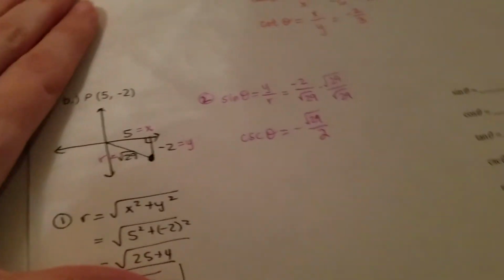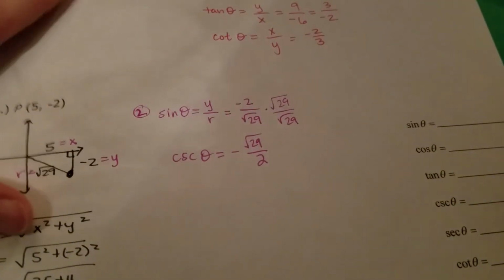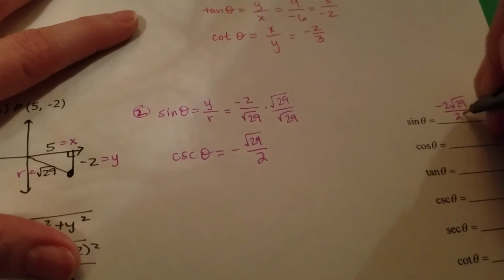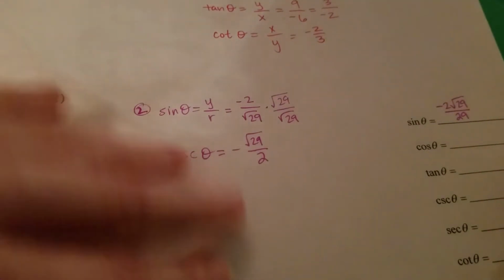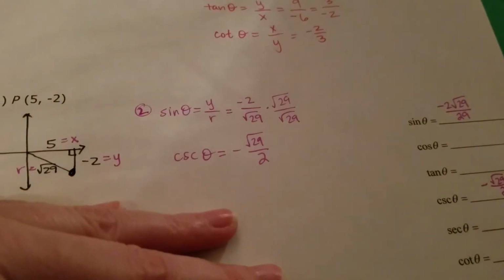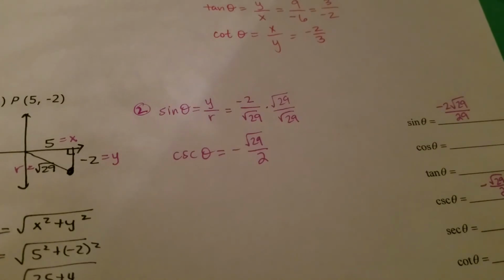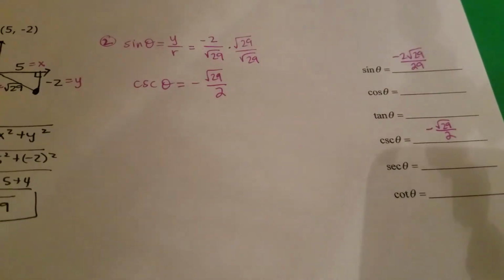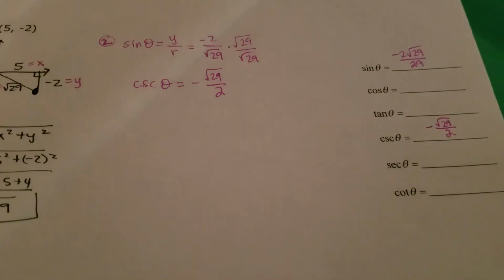Sorry, I'm trying to make it better for you to see. And I'm just going to write the final answer on the line here. So -2 root 29 over 29. And for cosecant, -root 29 over 2. If you're feeling confident at this point in finding them, please feel free to find them on your own, and then you can just scroll to the end of the video to check your work. I'm perfectly fine with that.